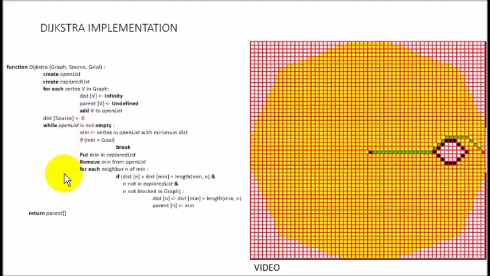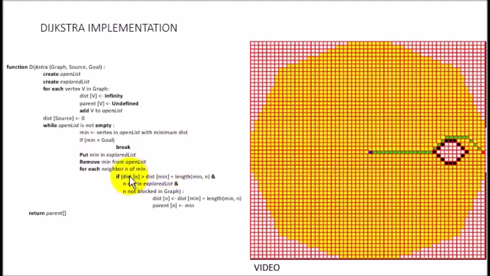During the loop, we try to find a vertex with the minimum distance. If that vertex happens to be the goal, we break the loop. Otherwise, that minimum vertex is removed from the open list and put into the explode list. All the cells which are in the explode list are color coded yellow by the main loop.